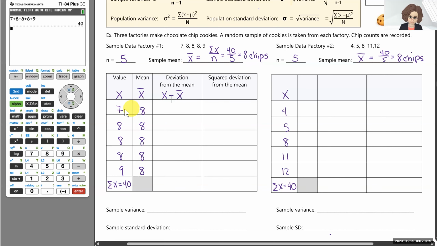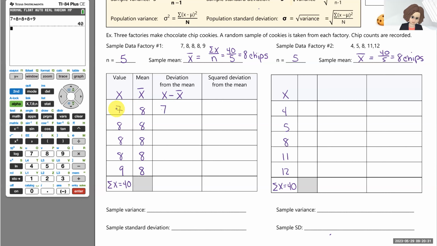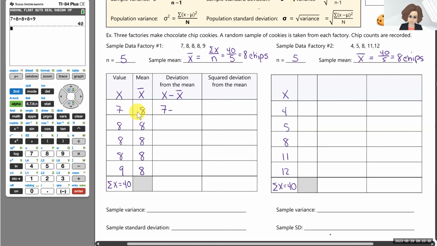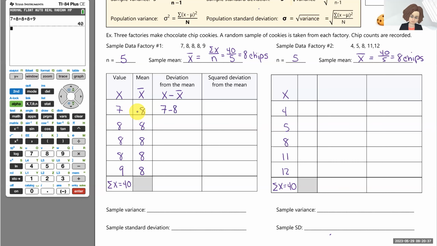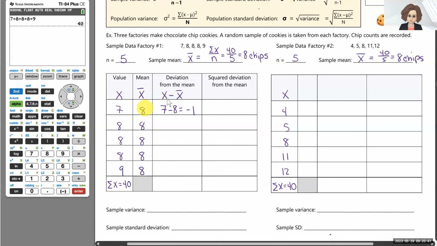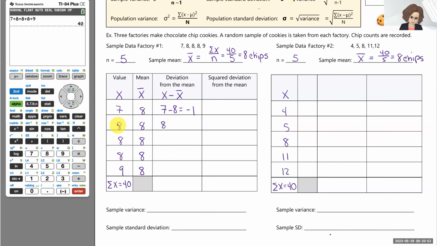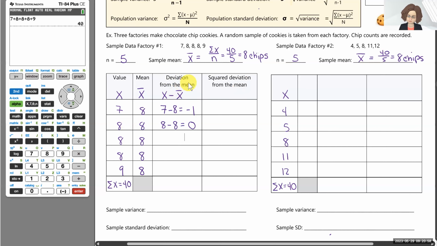If you got the cookie with 7 chocolate chips and we compare it to the average, how much it deviates or differs, I'm going to get -1. The negative is indicating that that cookie is 1 chocolate chip lower than the average cookie. If you got a cookie with 8 chocolate chips and the average of that group was 8, then your cookie doesn't deviate at all from the mean.